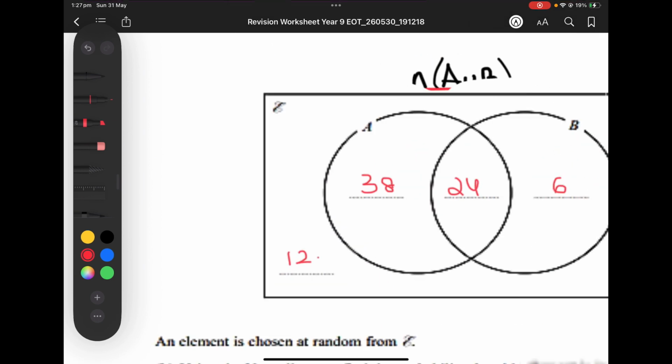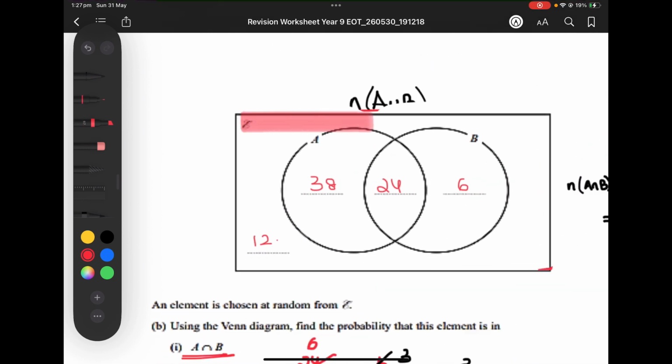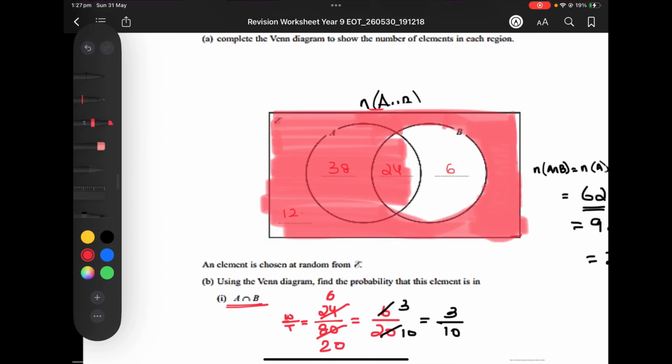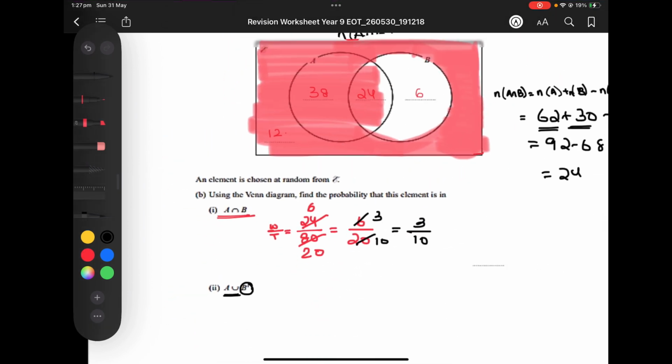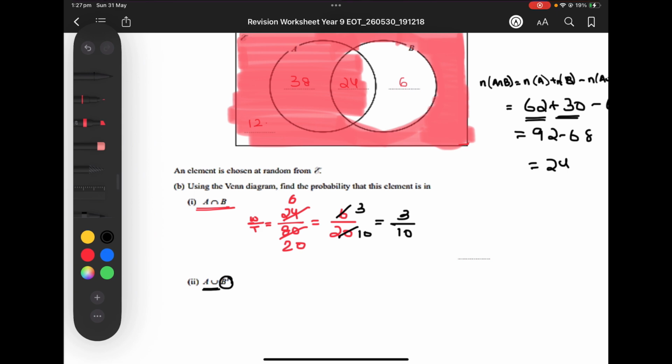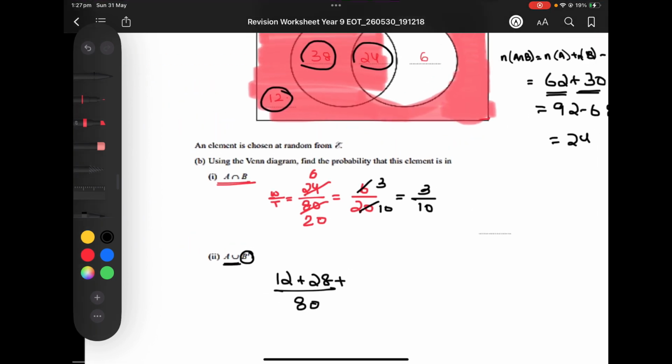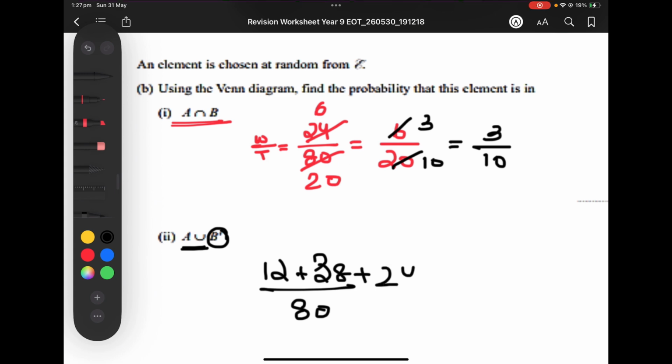So here, when I say B complement, everything will be available to me except the B part. Everything except the B part would be available to me here. So what are the numbers that I have? The probability is what we're supposed to find. The total still remains as 80. The probability is 12 plus 38 plus 24.